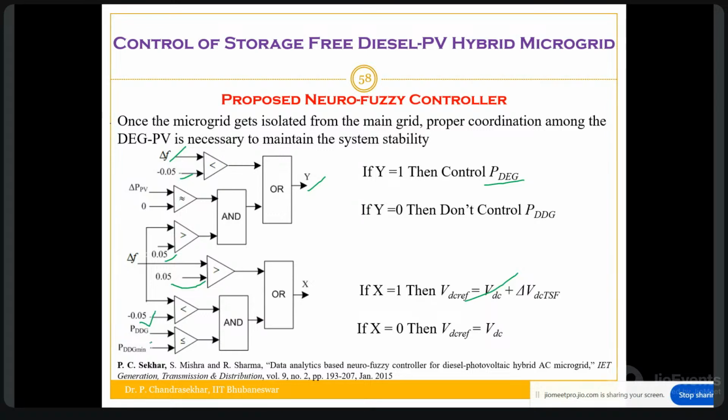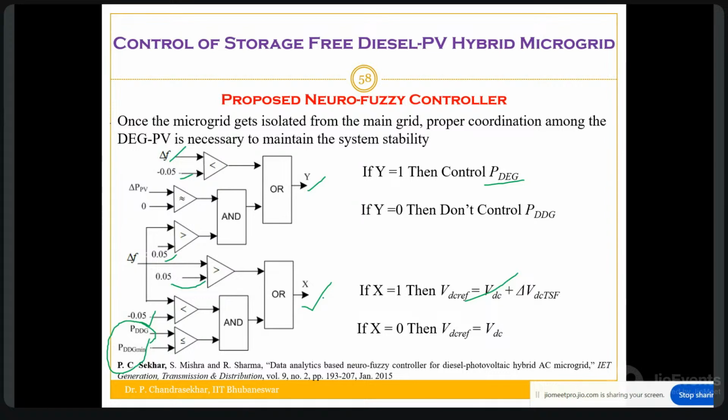On another case, when there is a negative frequency, means there is excess generation. In that case, I should see whether the diesel generator has reached its minimum value or not. Because my priority is to utilize the diesel generator to the minimum extent and to utilize the PV generator to the maximum extent. So immediately I should decrease the diesel generator. Once the diesel generator has reached its minimum value, then I should be decreasing the power output of the PV generator.